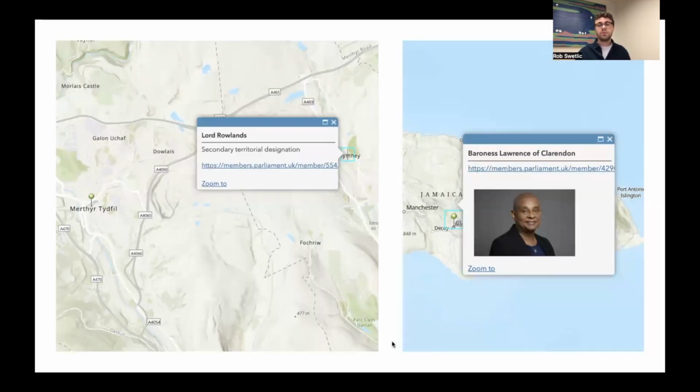Speaking again about those peers who find themselves designated in two places, for example, Baron Rowlands is designated in two localities, both in Wales, relatively close together. And then you have a few peers who have a territorial designation outside of the United Kingdom. For example, Baroness Lawrence of Clarendon, her primary territorial designation is found in Jamaica.